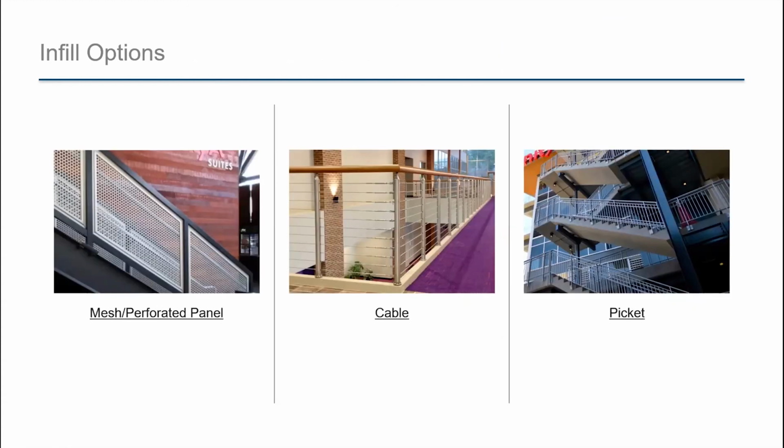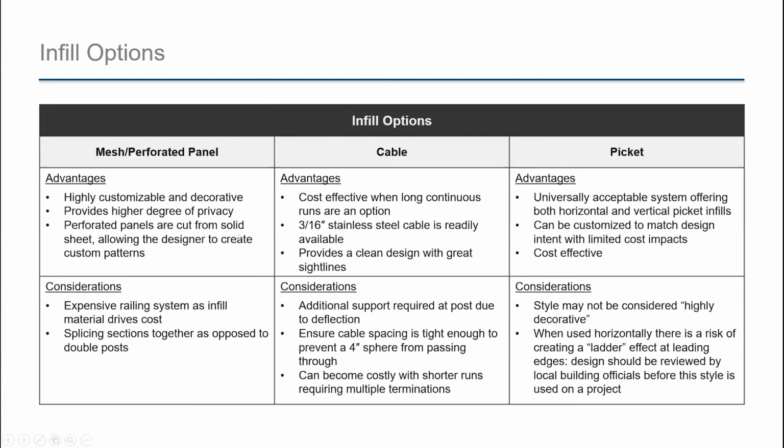Here are examples of 3 types of infill panels and the different aesthetics each system offers. Picket railings are more of a utility type style, whereas cable and mesh perforated panels are a more decorative choice. In examining the 3 infill options, there are advantages and considerations to keep in mind with each type of panel. For instance, mesh is a great choice since it's customizable, but it is also an expensive option. Cable, on the other hand, is cost-effective and a clean design and what makes it so popular.